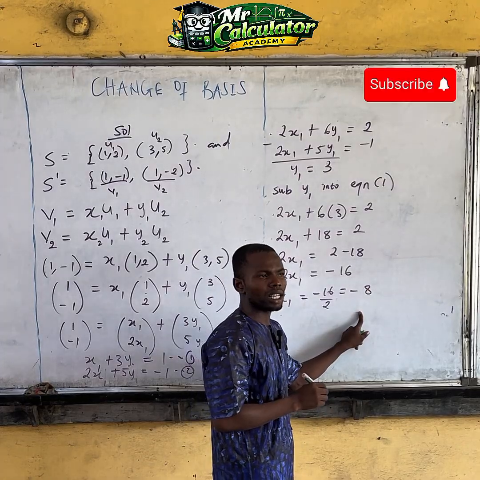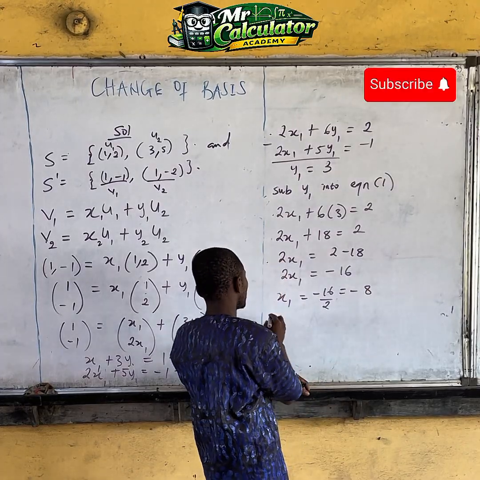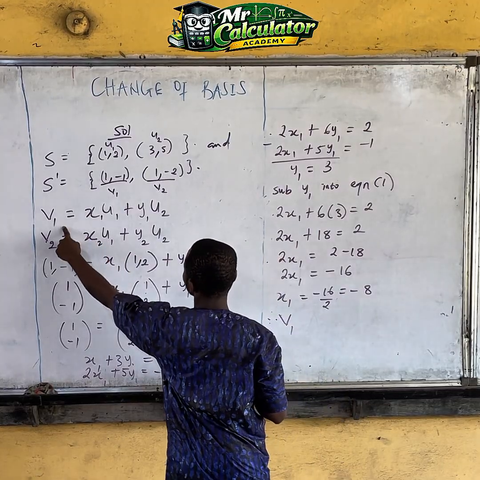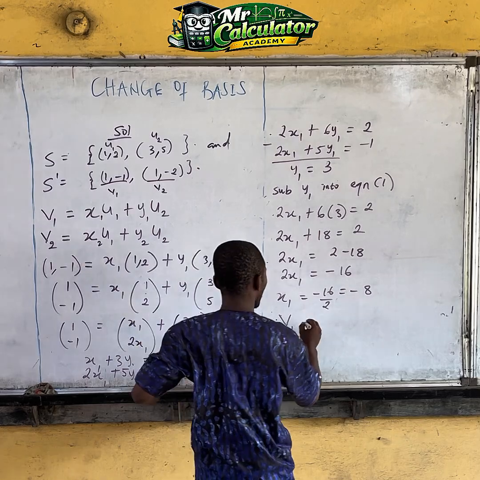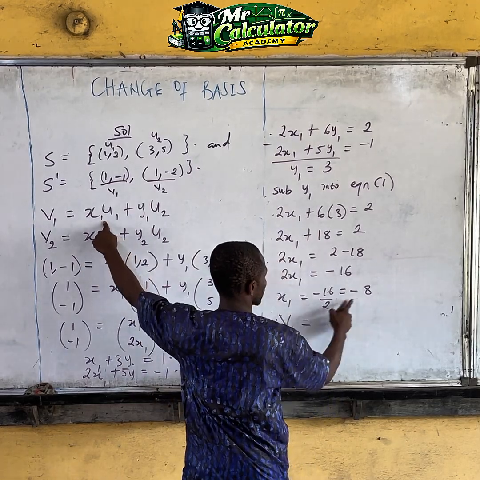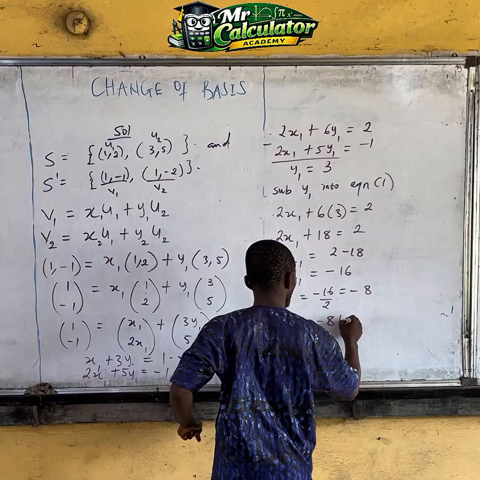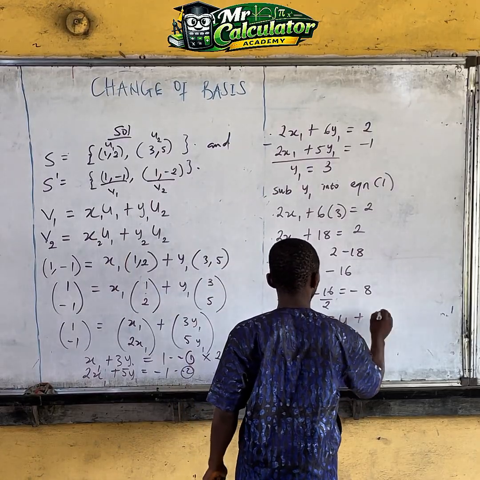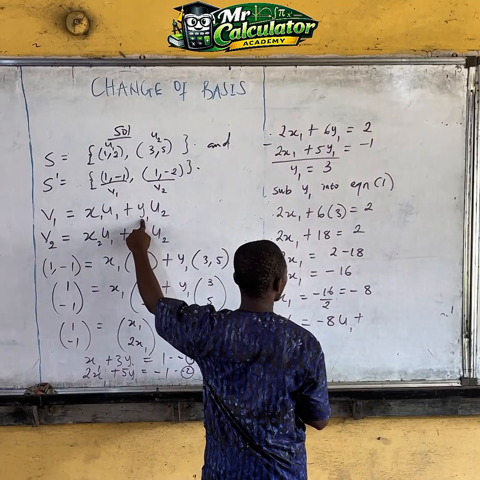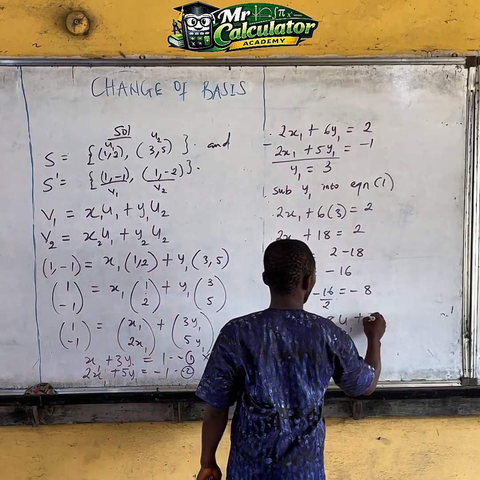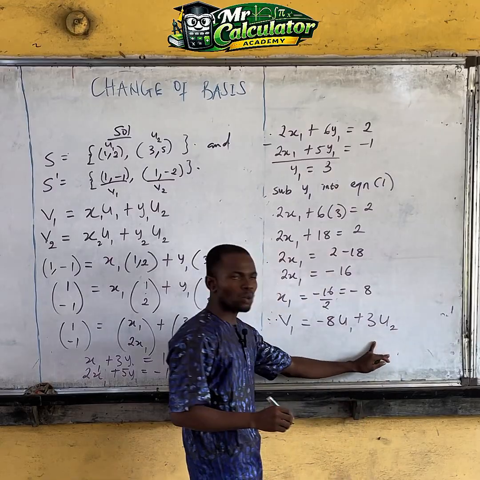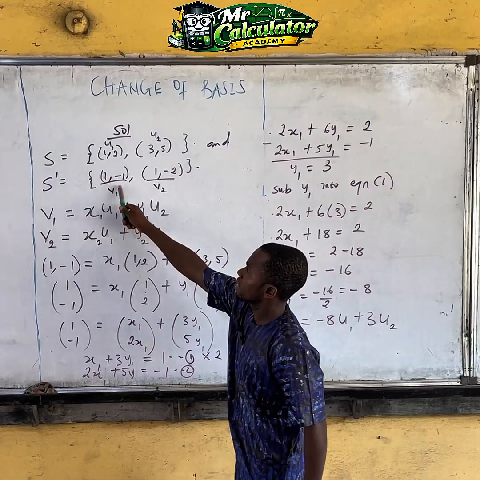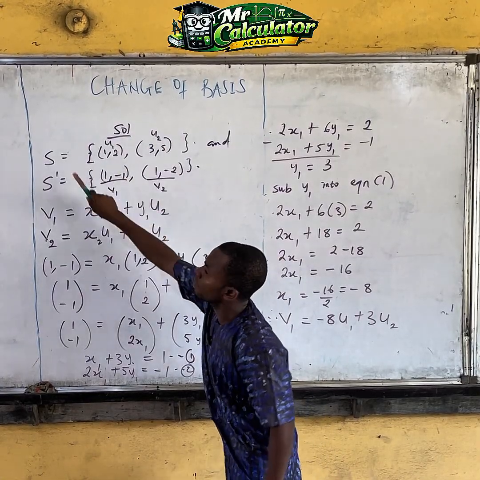So we have gotten -8 as our X1. Therefore, don't forget we are coming from here, V1 equals X1 U1, which is -8 U1, since I've gotten my X1 as -8, plus Y1, which is 3, times U2. This is my V1, part 1, which means I've written the basis V1 as a linear combination of the basis of S.